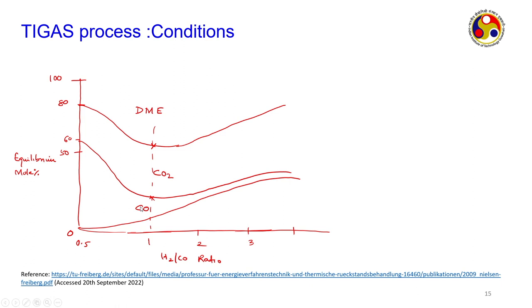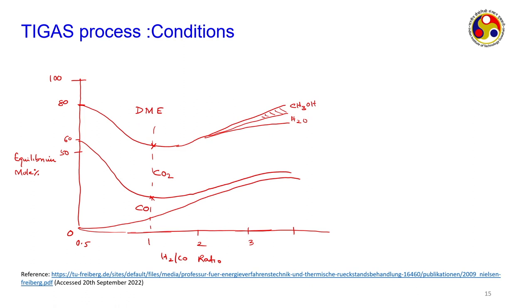At this particular H2 to CO ratio, you also have other products forming at this end, that is your methanol. This region is methanol, and the remaining region is water. But what we need to do is produce more DME.